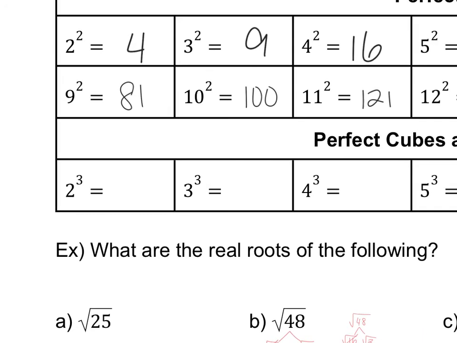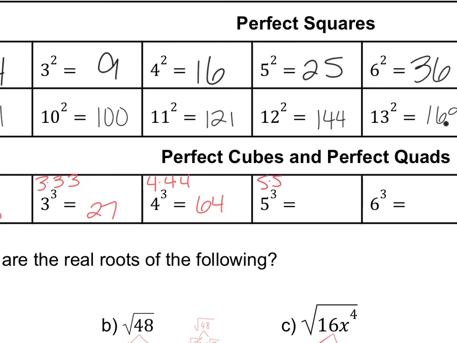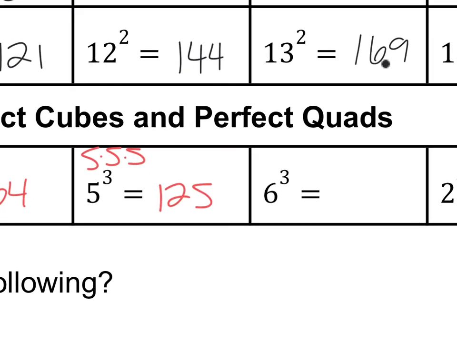Let's first identify what the perfect cubes are. 2 to the 3rd power is 8. It's like 2 times 2 times 2, which is 8. 3 to the 3rd is 27. 4 to the 3rd is 64. 5 to the 3rd is 125, and 6 to the 3rd is 216.